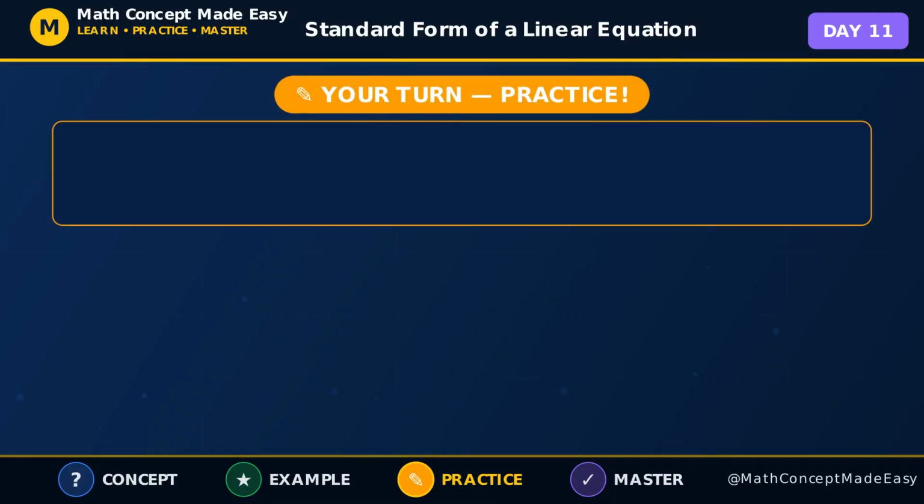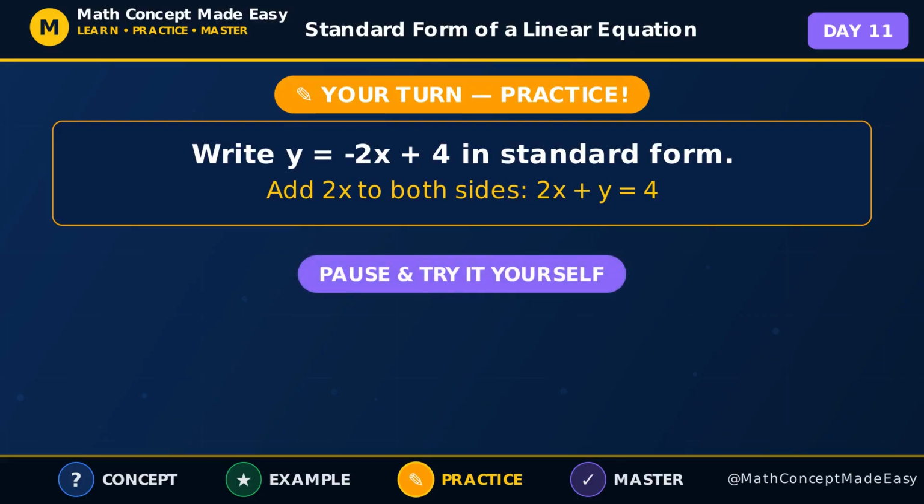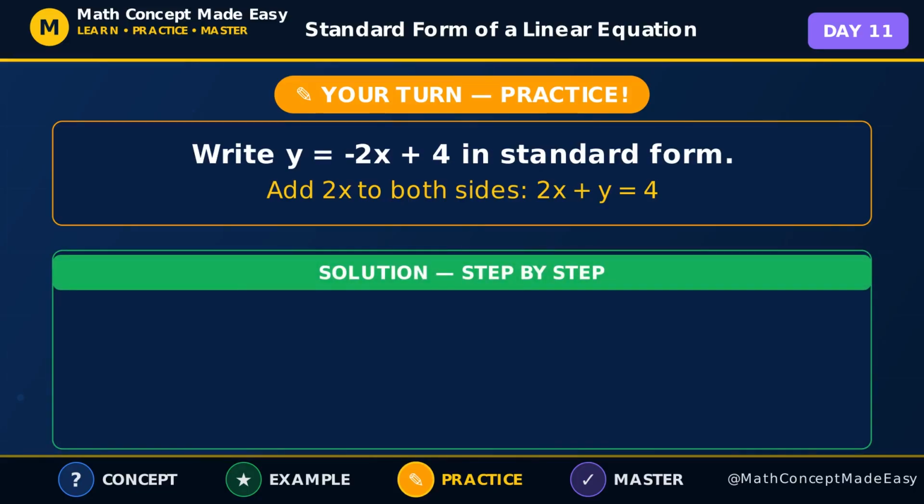Time to try it yourself. Here is your practice question. Write y equals negative 2x plus 4 in standard form. Add 2x to both sides: 2x plus y equals 4. Pause the video now, or take a few seconds with me. 5, 4, 3, 2, 1.